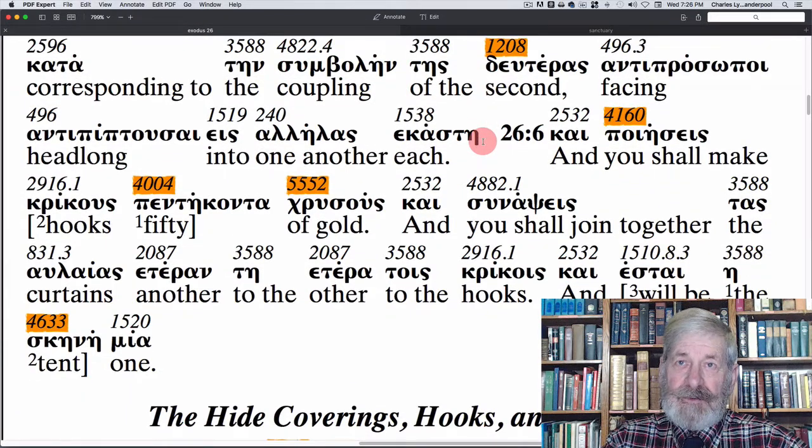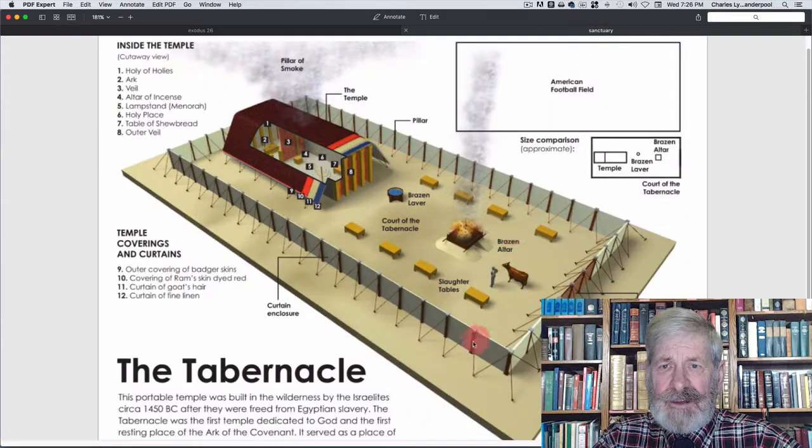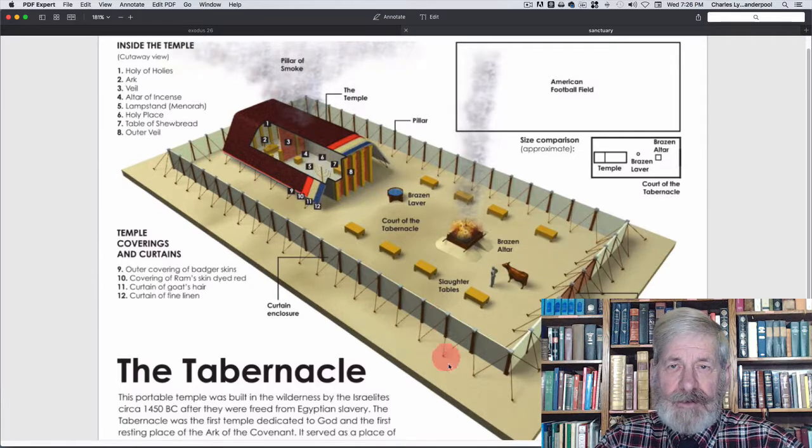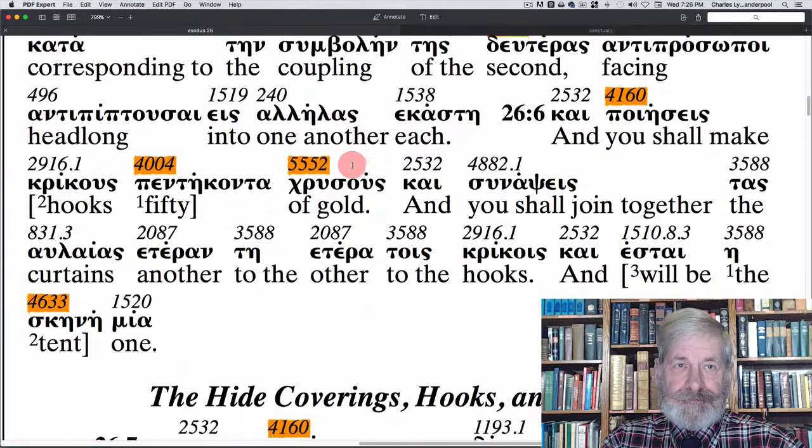50 loops you shall make for the one curtain, and 50 loops you shall make from out of the part of the curtain corresponding to the coupling of the second, facing headlong into one another. So I'm guessing that this is 50 on the top. We'll go back here, and so the hoops come together, and then the hoops here tie into these pieces that go across, and it hangs down. That's the best I can come up with from what it's talking about here.